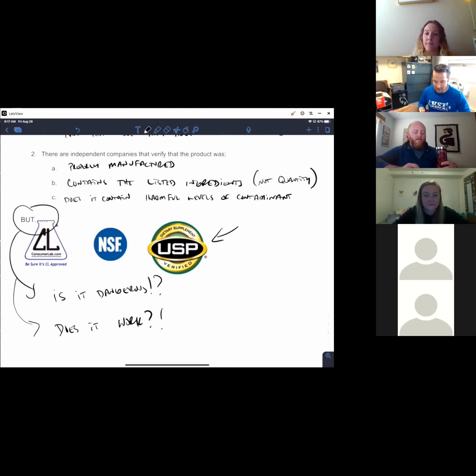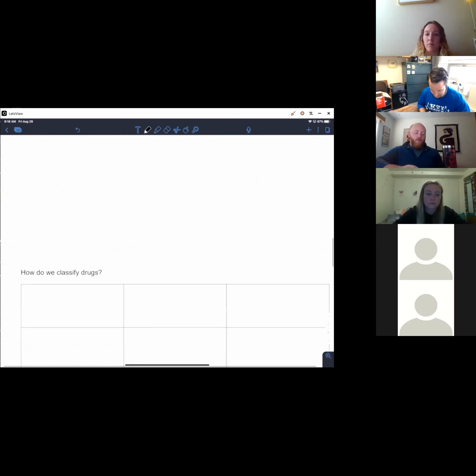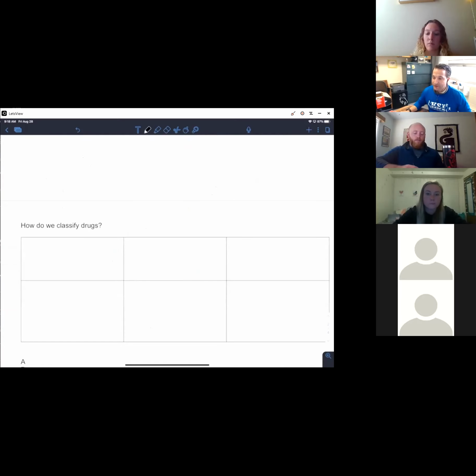So I think everybody should be aware of the lack of regulation overall. And also that if you see one of these 3 symbols on it, you're going in the right direction. Okay, that tells you a little bit. If you don't see any of those symbols on there, you might want to do a little bit of a head scratch or look for something that is marketed as being similar that might have one of those 3 on there. Okay, so let's move on to how we classify drugs in general.